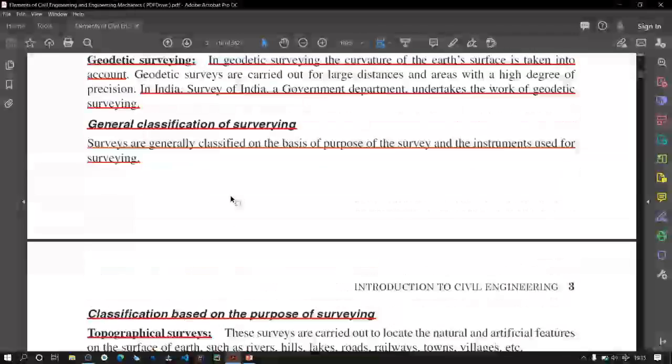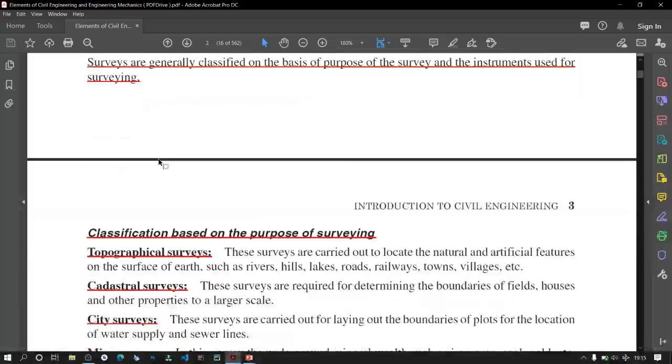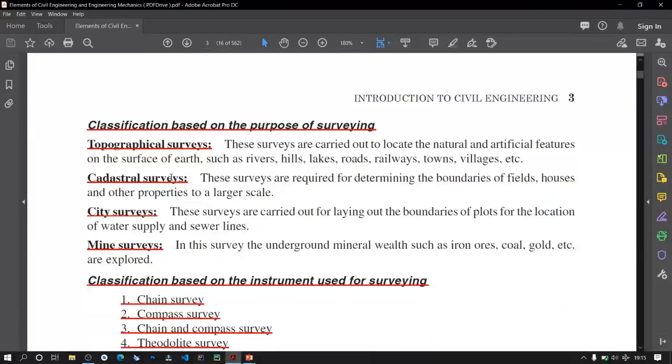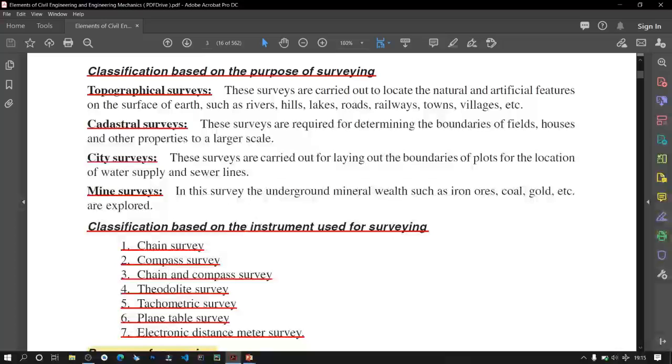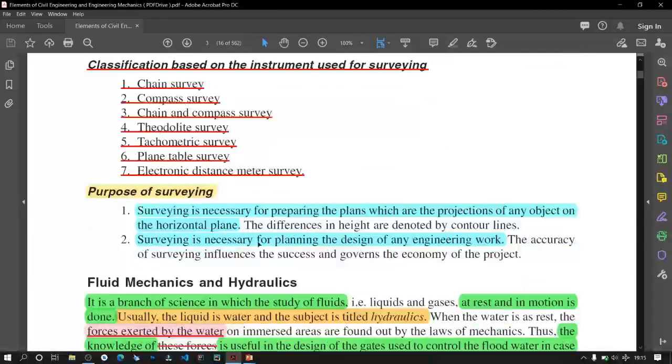Now this is the general classification: classification based on the purpose of surveying, and classification based on the instrument used for surveying. The purpose of surveying is important. Surveying is necessary for preparing the plans which are projections. These two highlighted points are important.